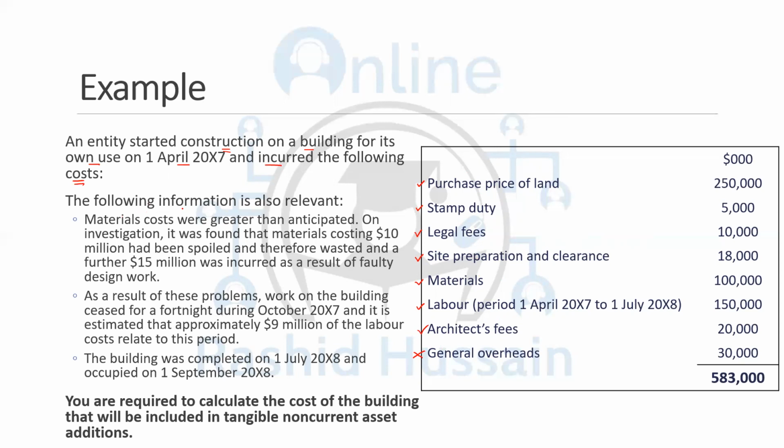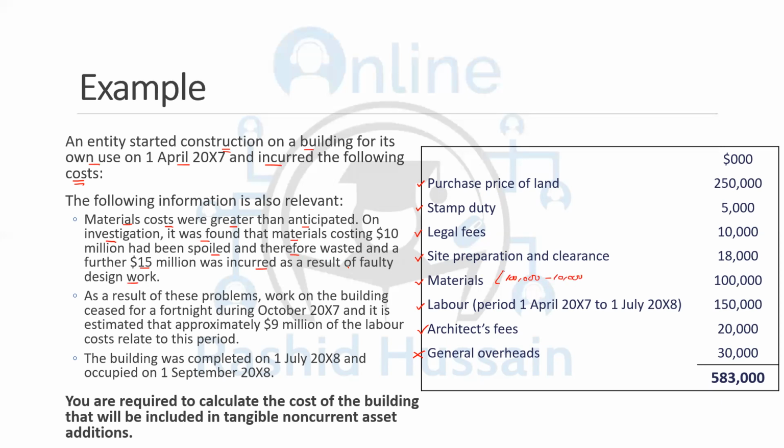But we have some additional information in this question as well. The following information is also relevant. Materials cost were greater than anticipated. On investigation, it was found that materials costing $10 million had been spoiled and therefore wasted, and a further 15 million was incurred as a result of the faulty design work. Now the material is 100,000. Out of these 100,000, 10 million had been spoiled. So the spoiled material should not be capitalized. So you are going to reverse this figure, minus 10,000.